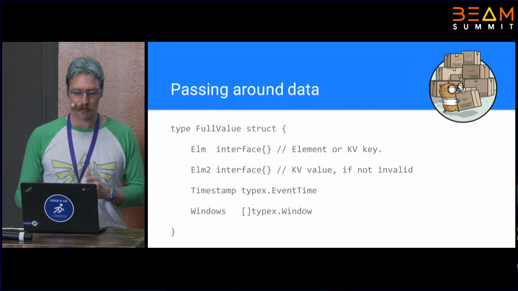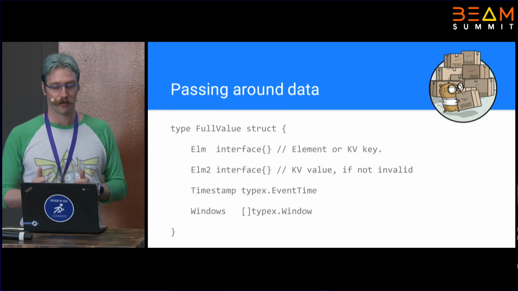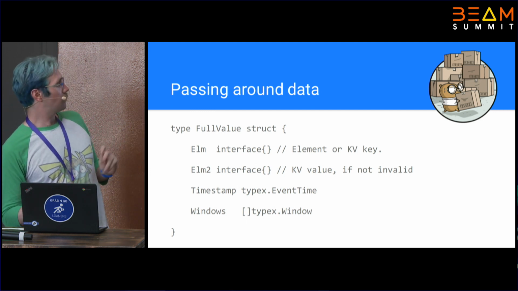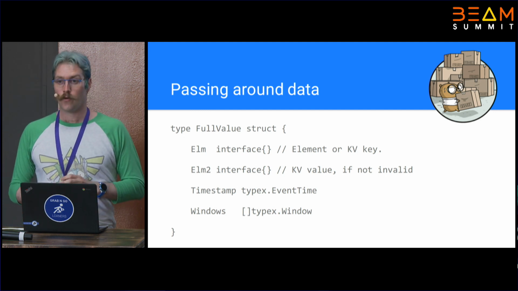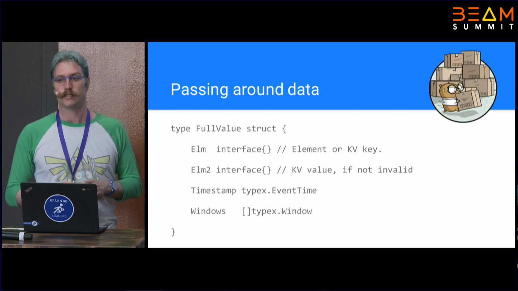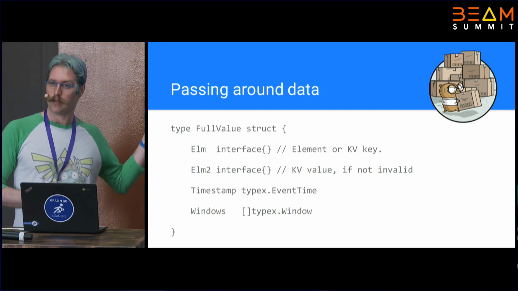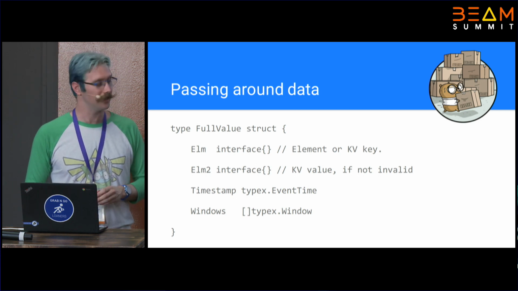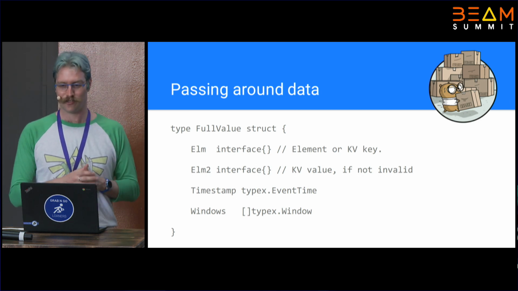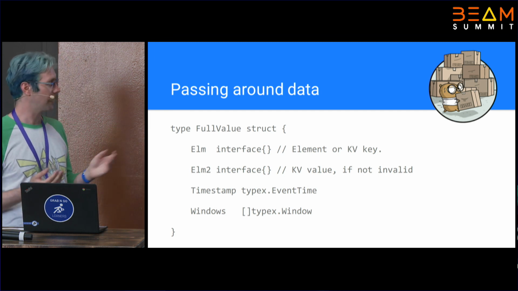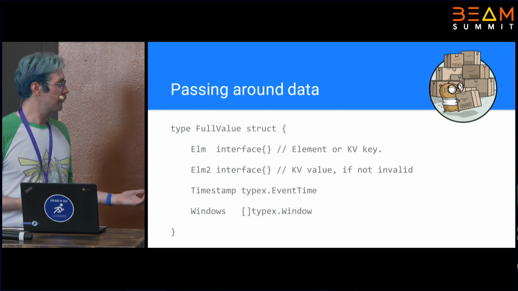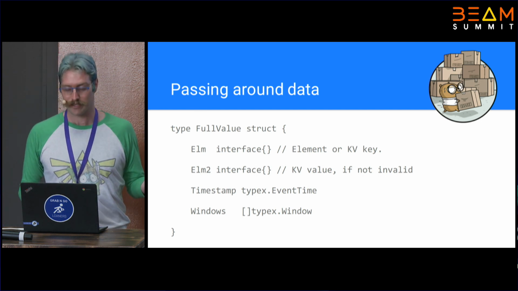So that purpose is currently served by the full value type for Go. This is it. Because the Go SDK deals with KVs as implicit values, we have elm1 and elm2 to handle the case where your main input is either just a plain element or a KV pair. And this also associates the timestamp in Windows with those elements.